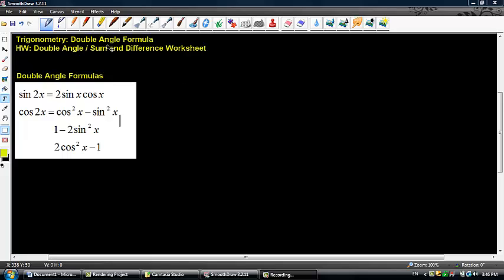Alright, the second part of the lesson today is dealing with double angle formula. And so double angle formula, like sum and difference, is used to figure out angles that you don't readily know. So first thing you got to understand is that sine of 2x is equal to 2 sine x cosine x, and that cosine 2x equals cosine squared x minus sine squared x.